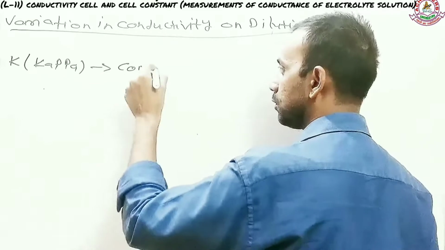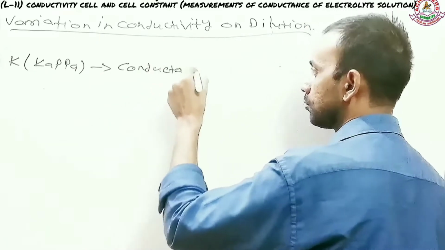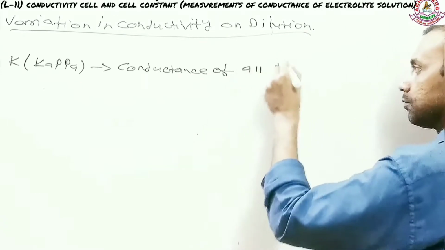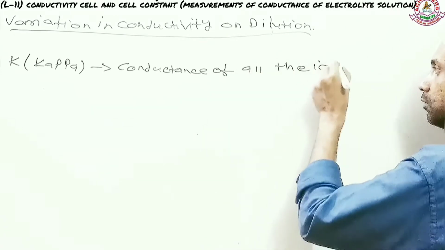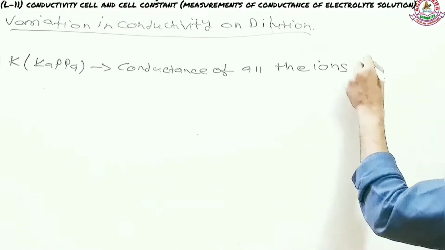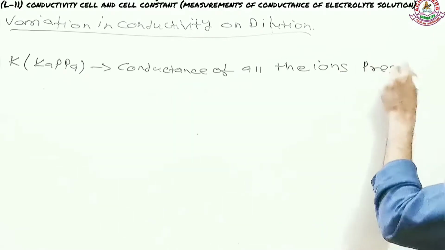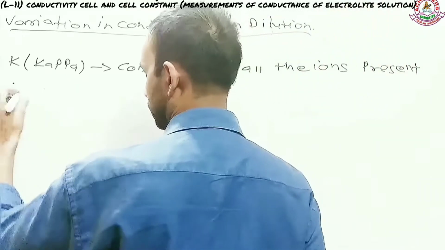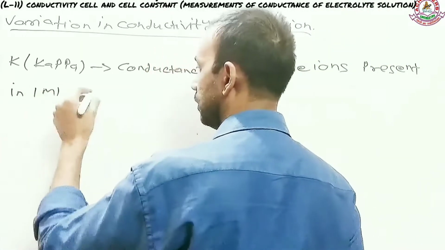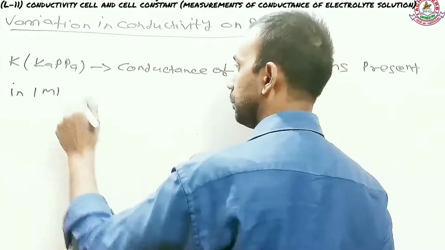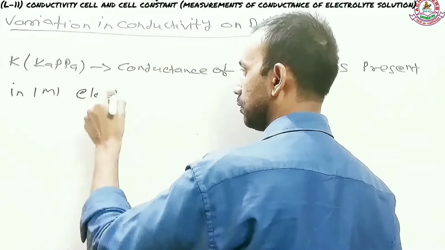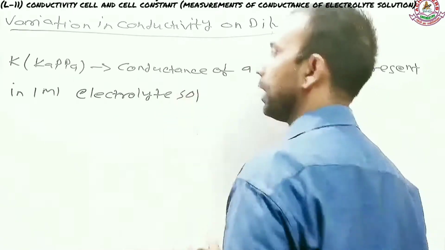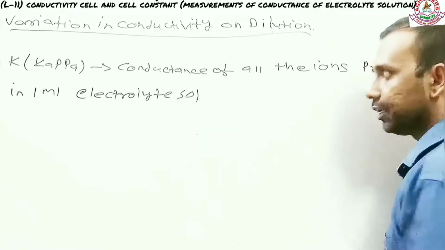Conductance of all the ions present in 1 ml solution, or 1 ml electrolyte solution. This is what is called conductivity, right? That was the definition.